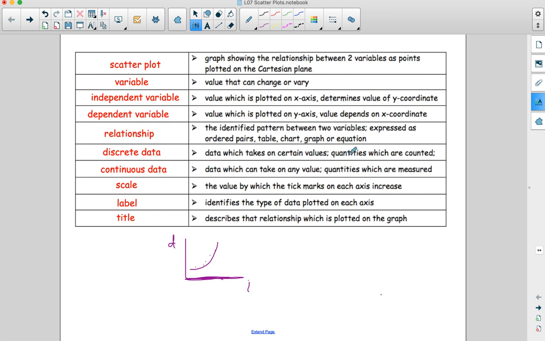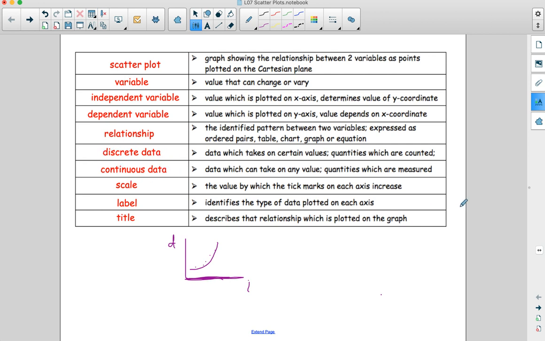Data which takes on certain values only, like quantities which are counted, is called discrete. So if I was going to count, let's say, the number of people that eventually will watch this video, hopefully that's a high number, it certainly can't be half a person or a quarter of a person or a third of a person. It has to be whole values. So 1, 2, 3, 4, etc. Those are called discrete values.